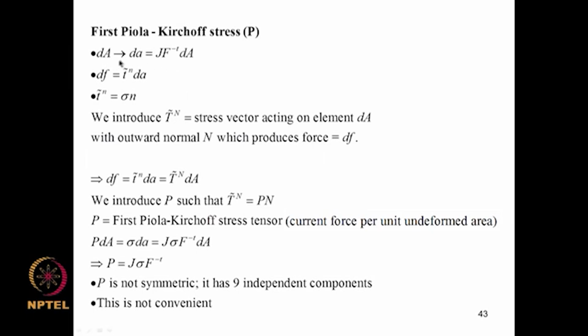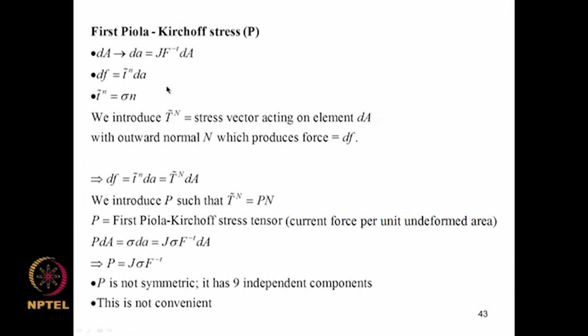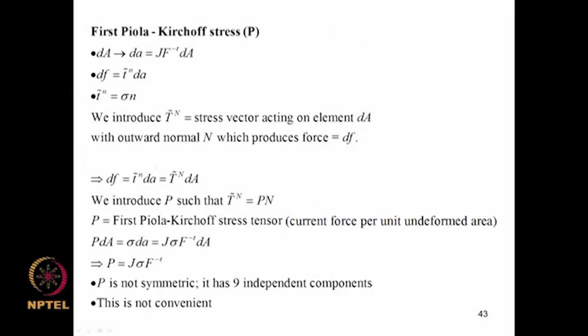We have seen that the rule for transformation of areas is da is J F inverse transpose dA, and we have dF is T tilde n da and T tilde n itself is sigma n. These results are known now. Now we introduce capital T tilde n, I call it a stress vector acting on element dA, that is this. It is introduced in such a way that it produces the force dF. So I have dF as T tilde n da and this must be equal to capital T tilde n dA.